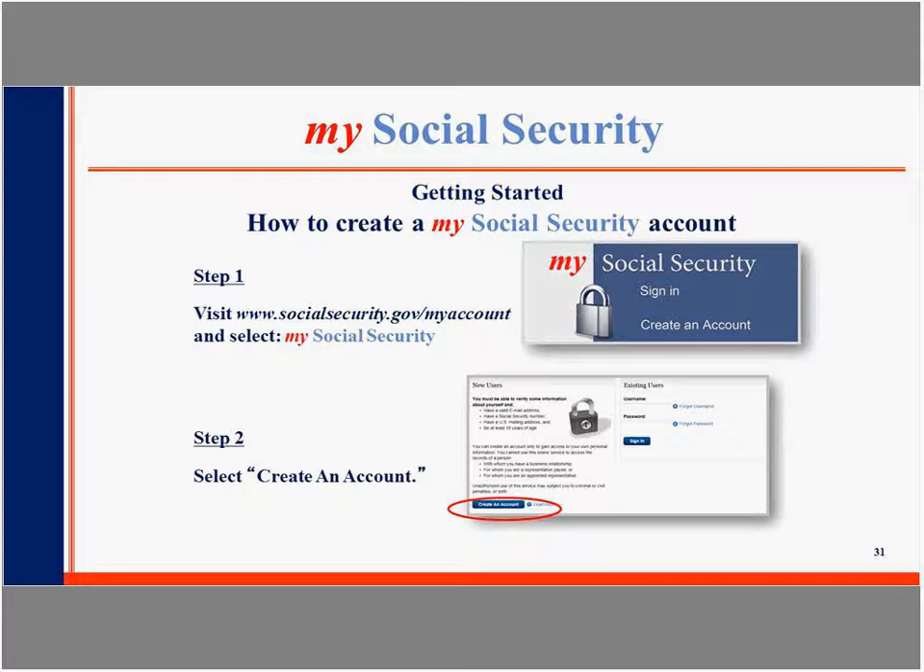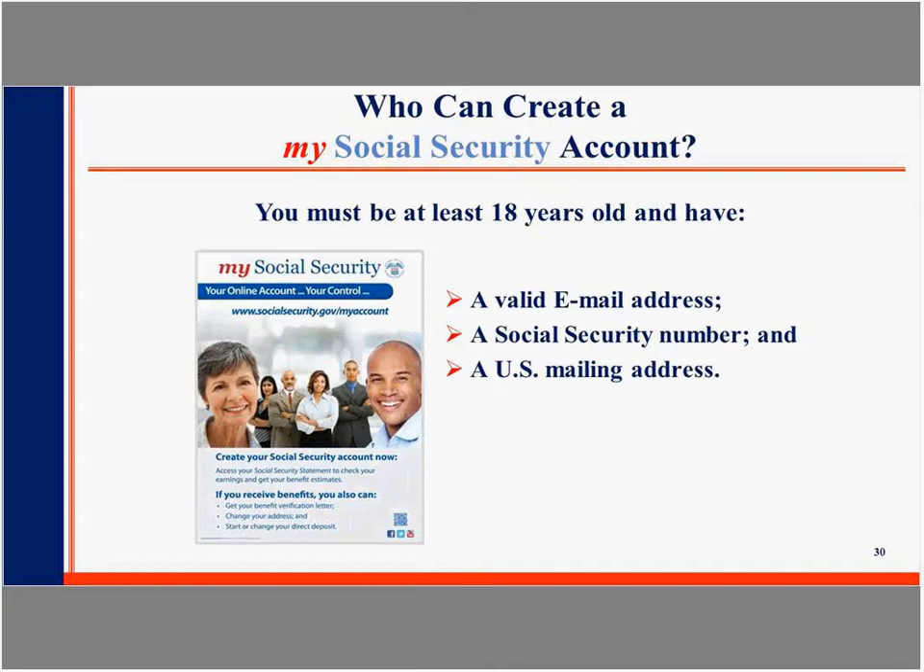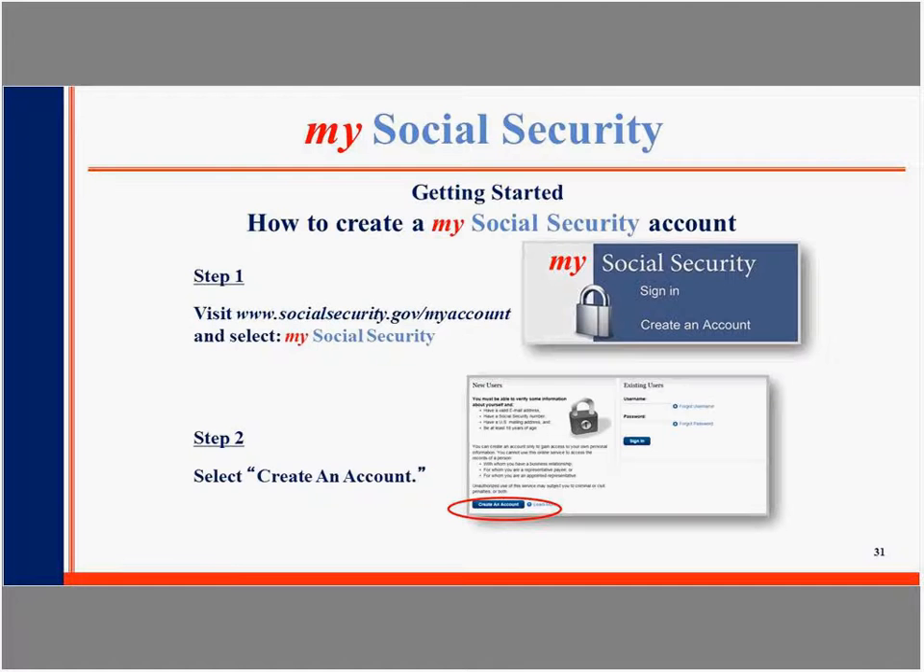In order to create an account, you do have to be at least 18 years or older. Valid email address, a number, and a U.S. mailing address. Those are the only 4 things you need in order to create an account. Next slide, it'll show you there are 4 steps to creating the account. The first one is, of course, to open up the link on our website. The step is to, as soon as you read the requirements, go right to the bottom of the page and press Create an Account.